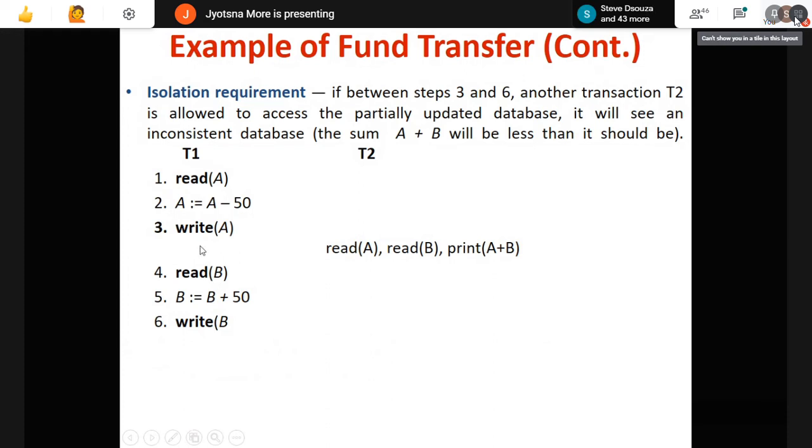My transaction is complete, will get complete after step 6. Here the bracket is there, by mistake it is removed. After the 6th step, my transaction will get complete. That is the T1 transaction. But what happened in between?